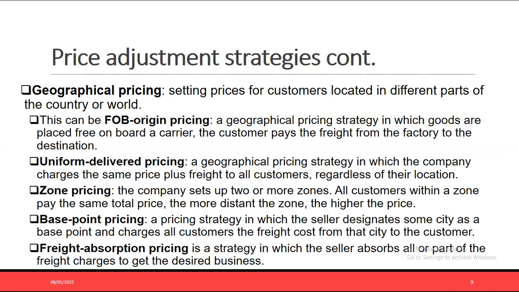Then there's the uniform delivered pricing, which is also a geographical pricing strategy where the company charges the same price, plus freight, to all customers. It doesn't matter where they are. So it doesn't matter whether you're in Ghana, in Nigeria, in the US, or in Cote d'Ivoire, it's the same price for all of you.